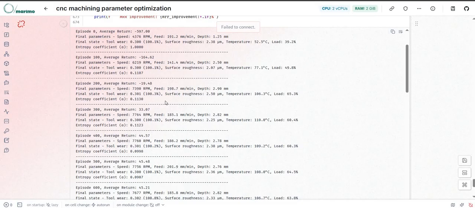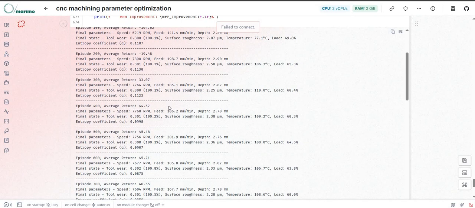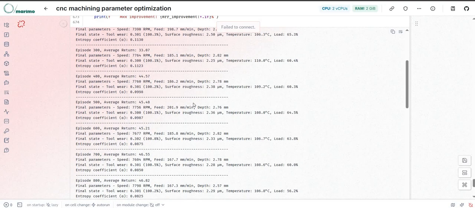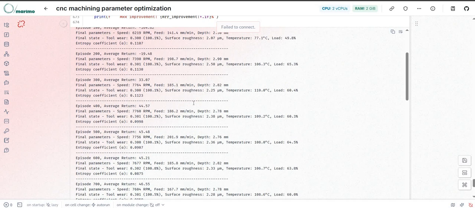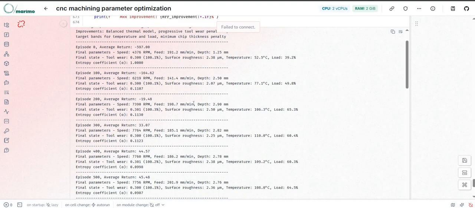The state values showed tool wear already at the maximum limit, surface roughness around 2.8 micrometers, and temperature fairly low at 63 degrees Celsius. What's also interesting is the entropy coefficient. Alpha was at 1.0, which means the policy was exploring heavily. That's okay. If we jump ahead to episode 100, the average return improved to about negative 146.